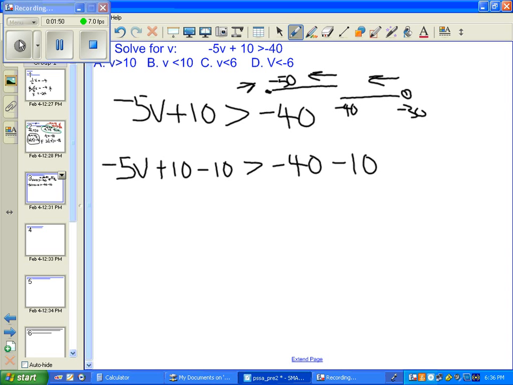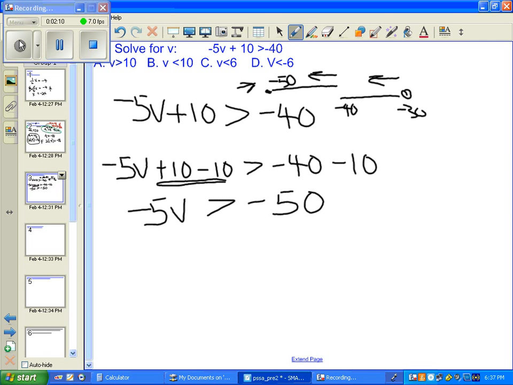So now the problem's a little different. It's negative 5V. The plus 10 and minus 10 cancel each other out. And then we have negative 5V is greater than negative 50.